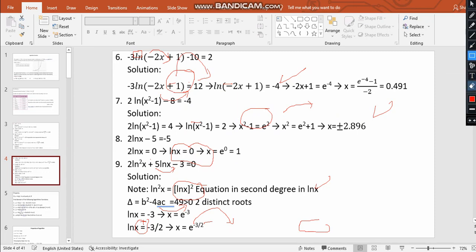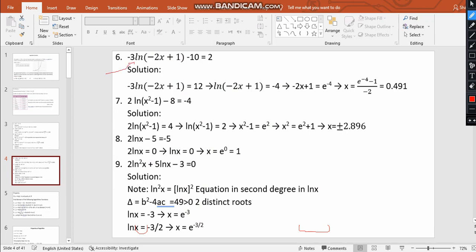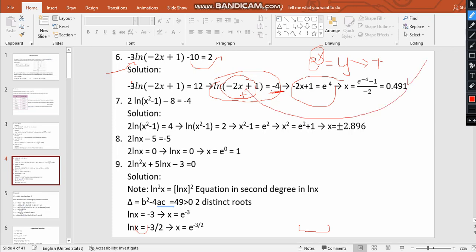Here, more example. Minus 3. So we take the minus 10 to the other side, over minus 3 is minus 4. Logarithm can be a negative answer, but inside must be positive. In exponential, for example, equal to y, this y must be positive, and the power can be anything. In logarithm, the answer can be positive or negative, it doesn't matter. But however, inside must be always positive. So minus 2x plus 1, inverse of ln is e power minus 4, and you solve it. If you replace here inside, 100% it's true.